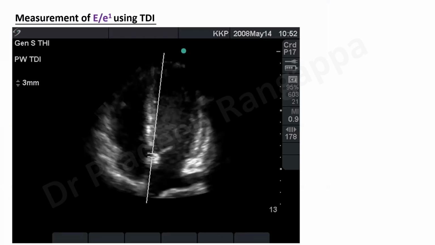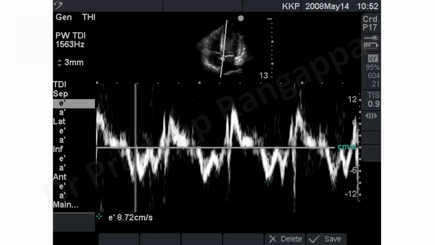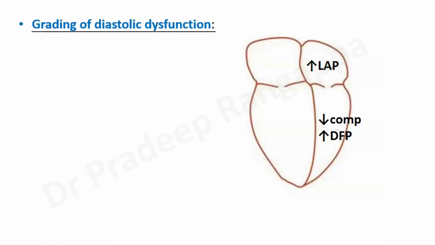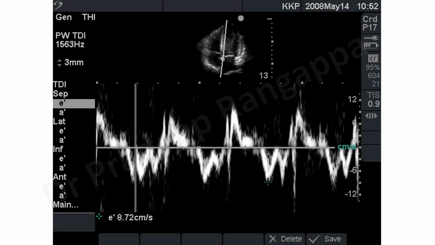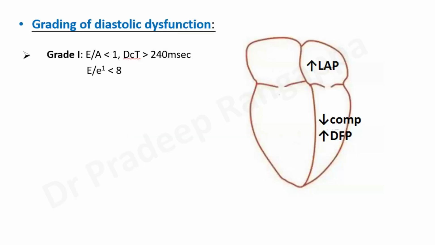Measurement of E by E prime is done using tissue Doppler. You keep the cursor with the sample placed at the medial annulus of the mitral valve, and then you put a Doppler there. You would get a waveform like this. Once you measure the first wave, it gives you E by E prime. How do we grade it? As I said, you don't need to calculate E by E prime. As soon as you keep the cursor, the echo machine automatically captures the E prime and the E by E prime ratio is automatically populated and given to you as a value, which I'll show you in the last video.